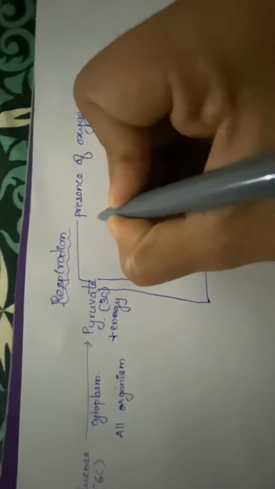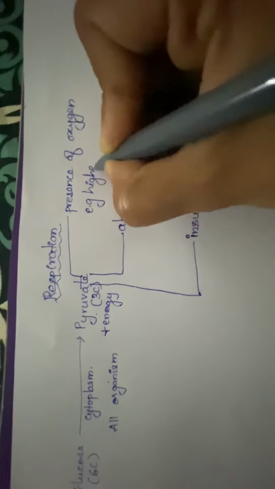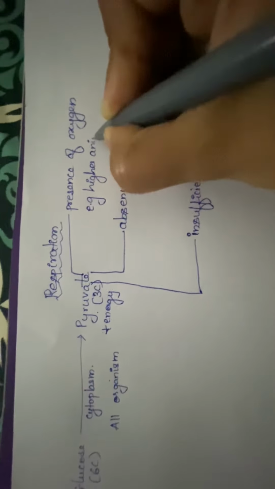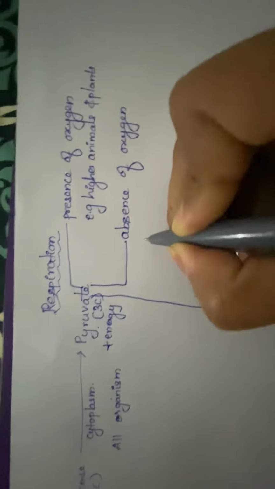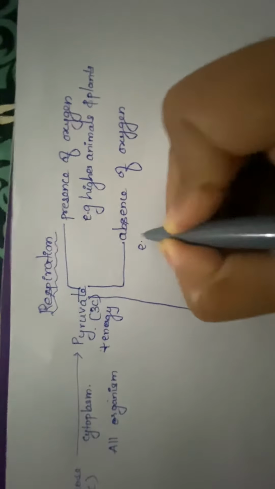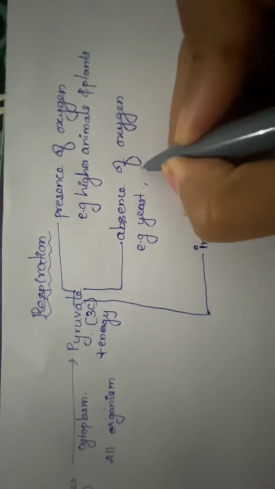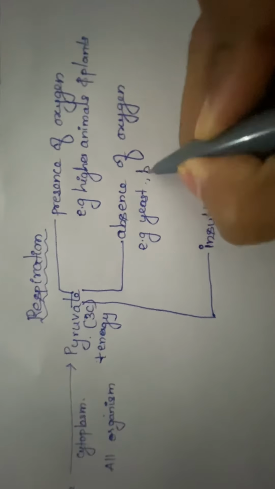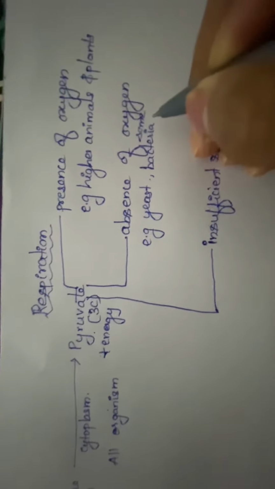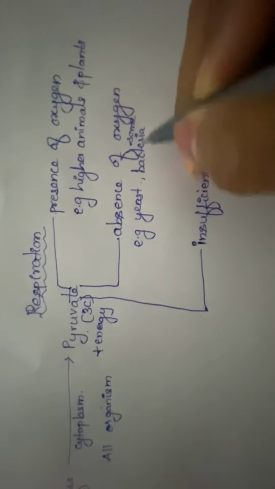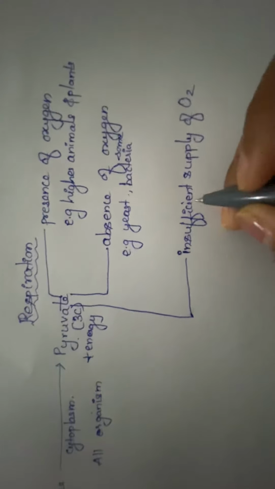So first I'll write in which organisms it occurs. It occurs in all higher organisms, higher animals and plants. Absence of oxygen occurs in yeast and some bacteria. And you can also write some flatworms like tapeworm. There also breaking of pyruvate takes place in absence of oxygen.